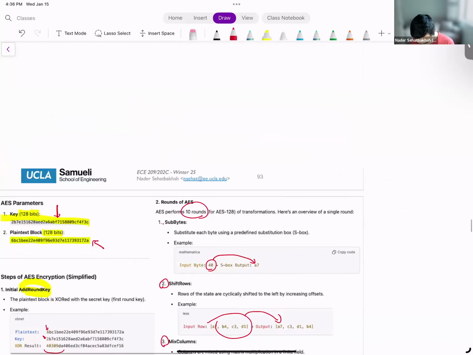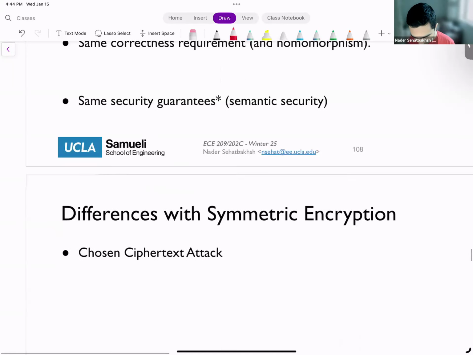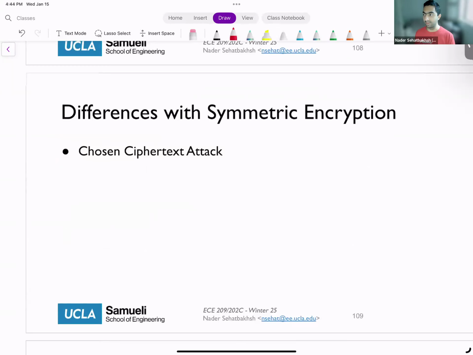Remember, we also talked about homomorphism. This also applies. And it has somewhat similar security guarantees, including semantic security. In fact, asymmetric has slightly stronger security requirements, given that now the adversary can encrypt arbitrary messages. It has to be secure against what we call chosen ciphertext. So remember, in AES it was chosen plaintext, which means that the adversary could see the plaintext. In these attacks, the attacker not only sees the plaintext, they also see arbitrary chosen ciphertext. So it has to be secure against that. This is what we call a chosen ciphertext attack.